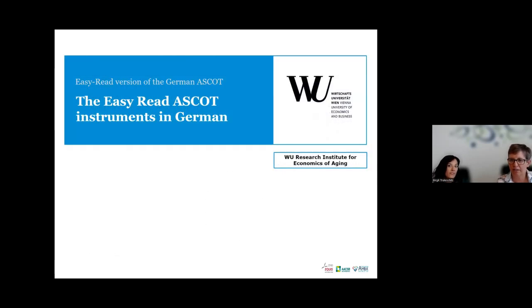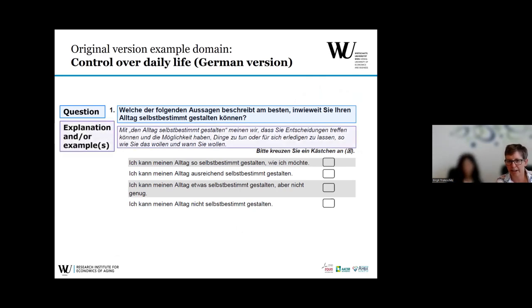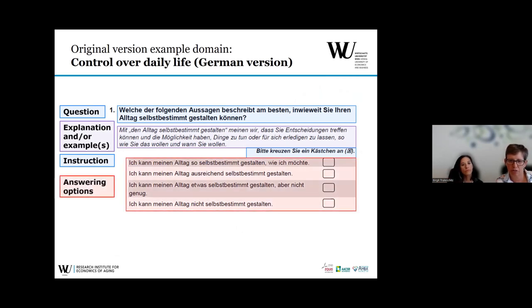Right, so how do the instruments now look? So this was the original version in German, so don't worry if you cannot follow the text, that's not really important at the moment. We just would like to show you the blocks that Asma mentioned before. So there's the question, then an explanation, and you see it's across 3 lines or 2.5 lines, so it's quite a lot. Then the instruction, so please tick the box that fits best to you, and the answering options.